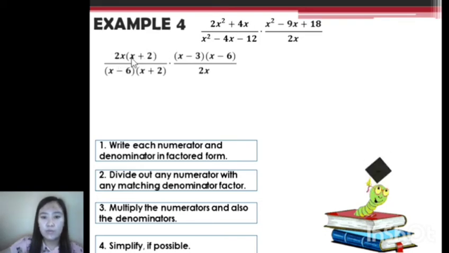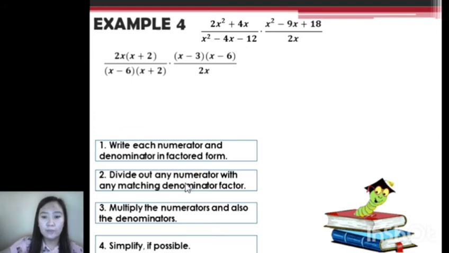So we have 2x times x plus 2 over the factored form of x squared minus 4x minus 12, which is equal to the quantity of x minus 6 times x plus 2, times the factors of x squared minus 9x plus 18, which is equal to the quantity of x minus 3 times the quantity of x minus 6, over 2x.